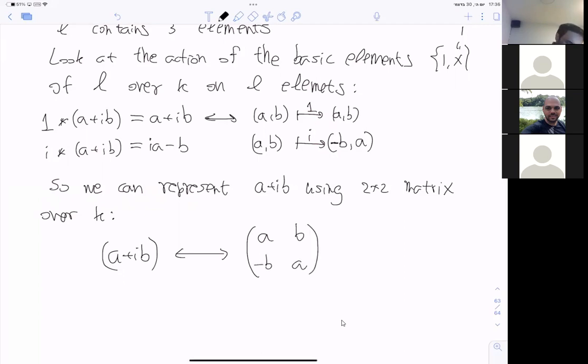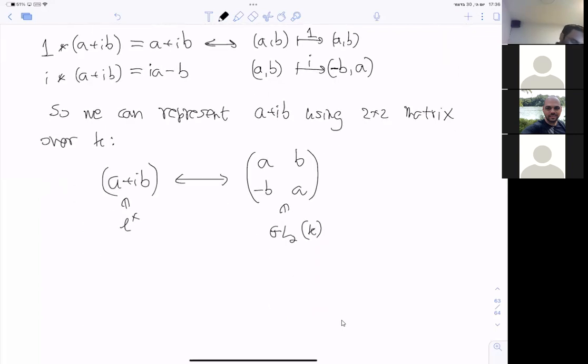Okay, so this is in L star, and this is in GL2 K. Of course, this is not all of GL2. This is only an embedding.